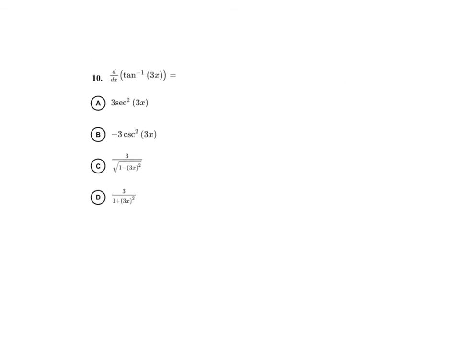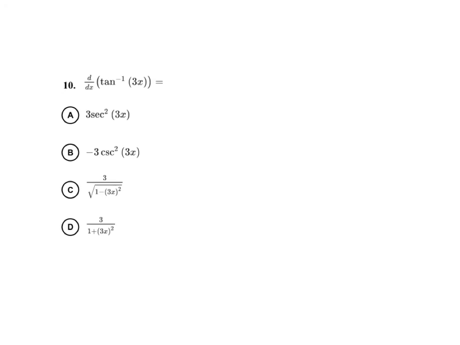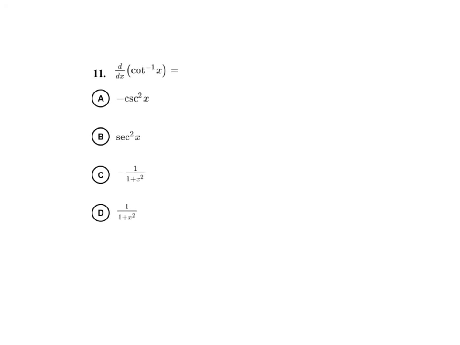This one is just memorizing the derivative of inverse trig functions. The top is the derivative of the argument, so the derivative of 3x is 3. And the bottom is the argument squared, so 3x squared, and then just plus 1. And that's it. Another one that's just memorizing, and it's C.